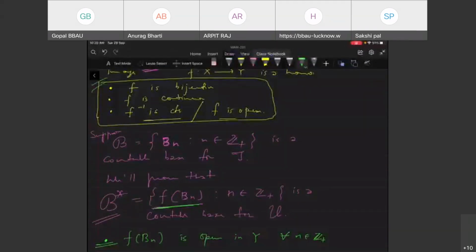कोई बताएगा? हेलो, यस सर। हाँ, कोई आर्ग्यूमेंट है आपके पास कि f of Bn ओपन होगा Y में?